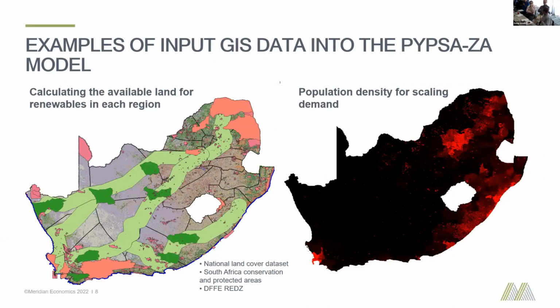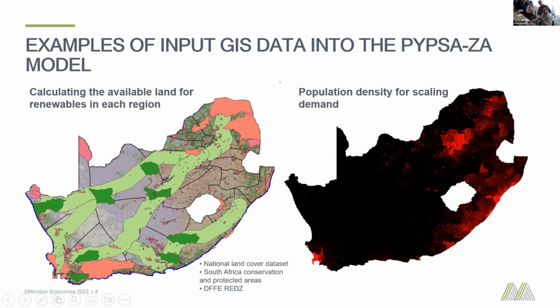What are some examples of these data sets and what they look like? This is a GIS data set on the left. The different colors are the land cover data set. The model says only certain types of land cover, like grasslands and so forth, are available. Then the exclusion zones from conservation and protected areas are these pink and orange areas. So you can't build in those zones.